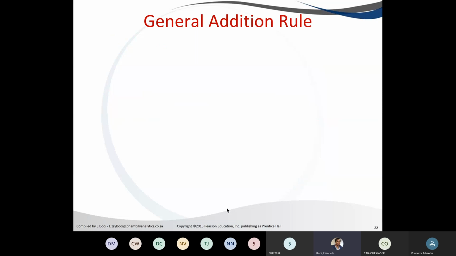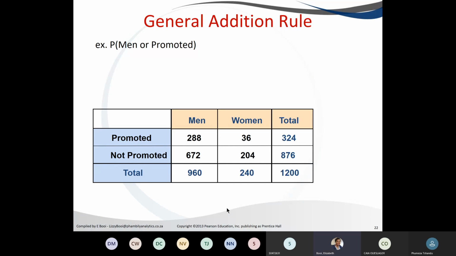So let's look at the examples of doing this. Let's calculate the probability that men are promoted using the table.